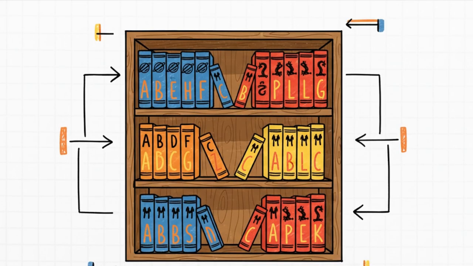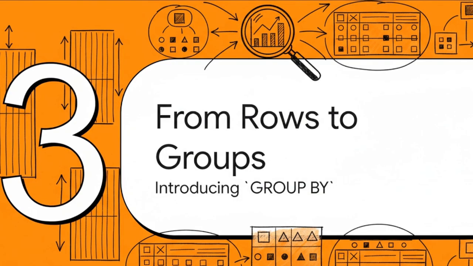But wait, it gets even cooler. You can actually stack your sorting criteria. So you could say, sort by gender first, and then sort by employee ID. It's kind of like organizing your music playlist, right? First by genre, then alphabetically by artist within that genre. Super useful.